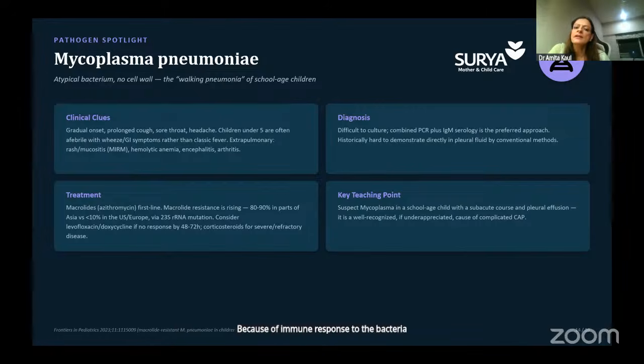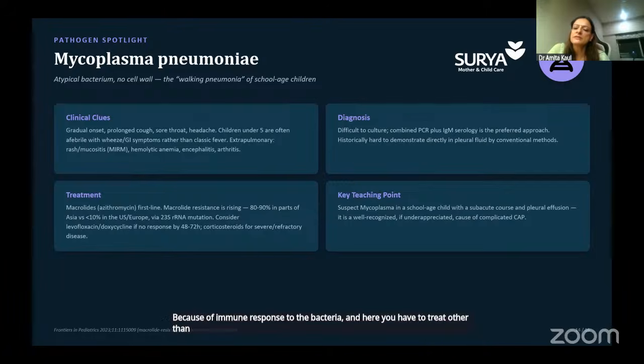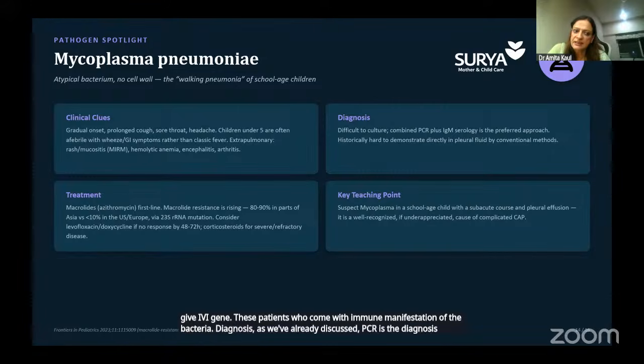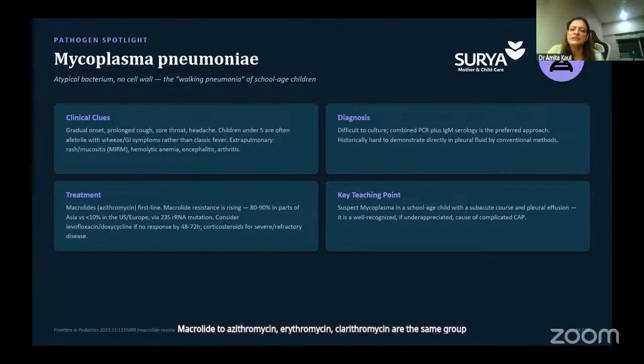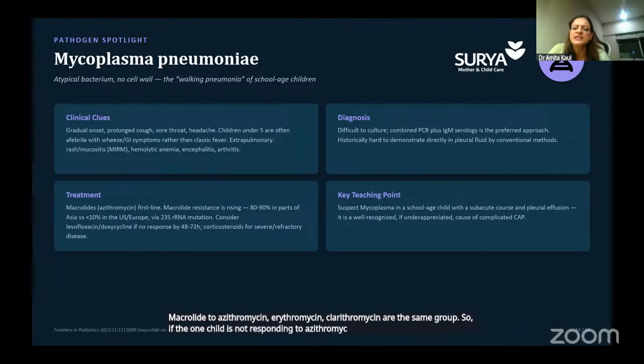And here you have to treat with more than antibiotics. Sometimes you need to give steroids, sometimes you need to give IVIG in these patients who come with immune manifestations of the bacteria. Diagnosis, as we've already discussed, is by PCR because you can't culture it. Macrolides are the drug of choice. Azithromycin, erythromycin, and clarithromycin are the same group. So if a child is not responding to azithromycin, there's no point in changing to clarithromycin or erythromycin. You go to doxycycline or to fluoroquinolones like levofloxacin in these children.